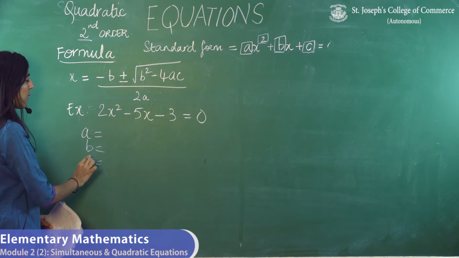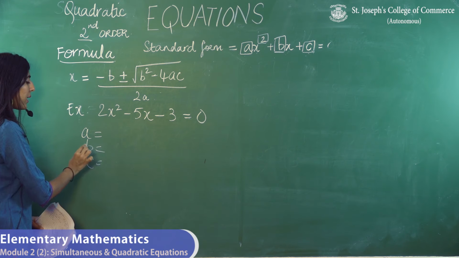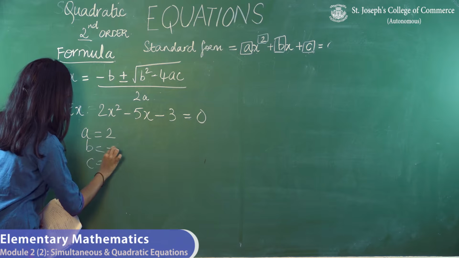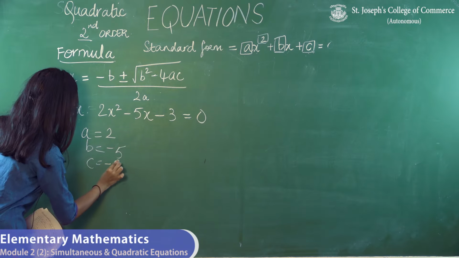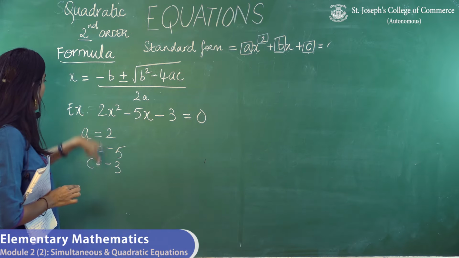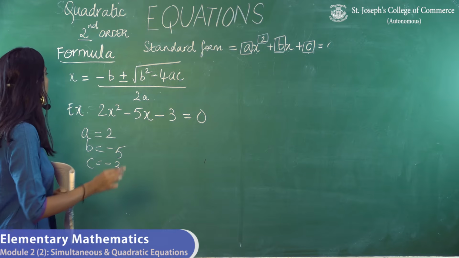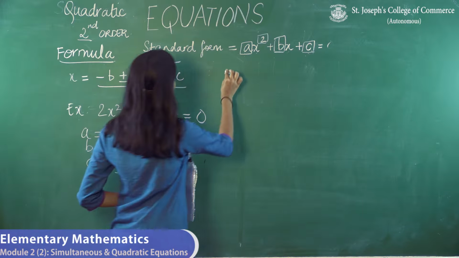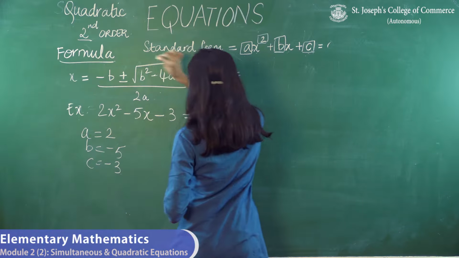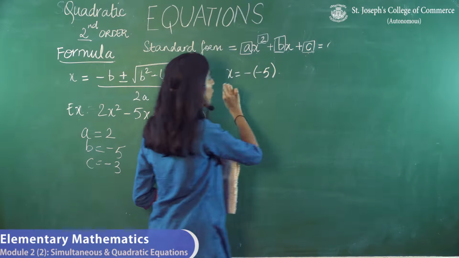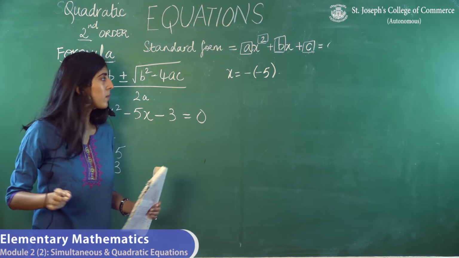The only thing we need to remember is to identify what a, b and c are. a in this question is 2, b is minus 5 and c is minus 3. This is exactly similar to what we did previously. This is what we need to do first. The second step is to directly substitute these values in this formula. So we notice here x is equal to minus b. Use brackets because there are a lot of signs involved in the question.